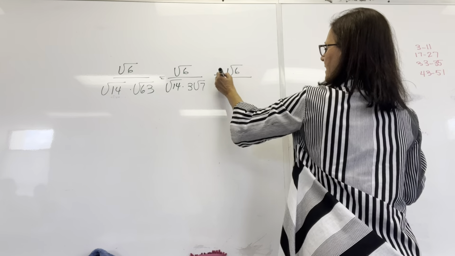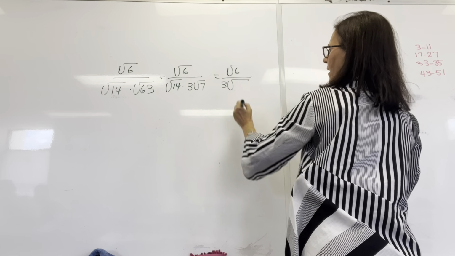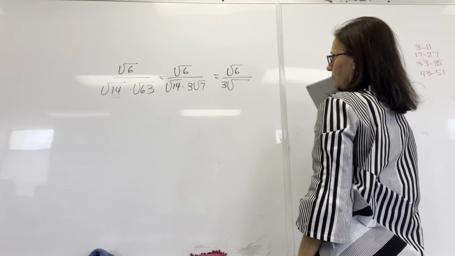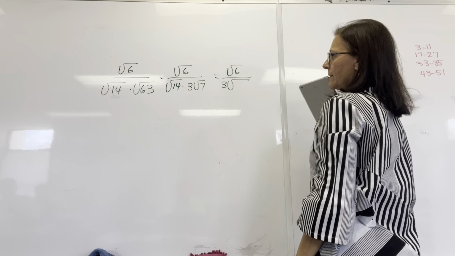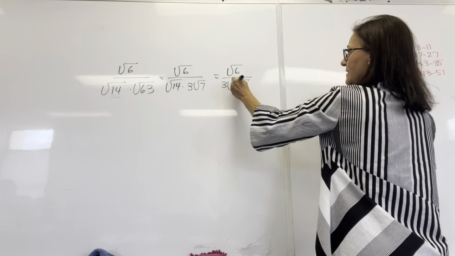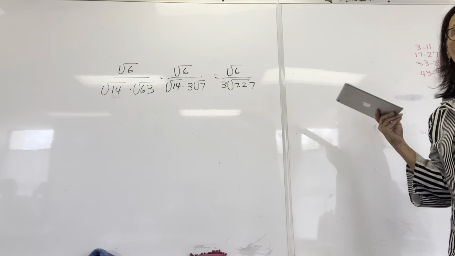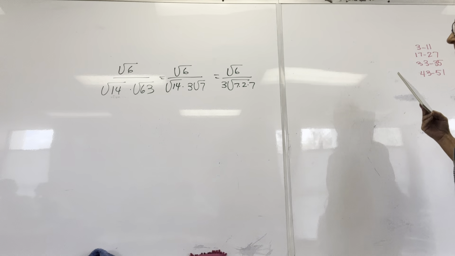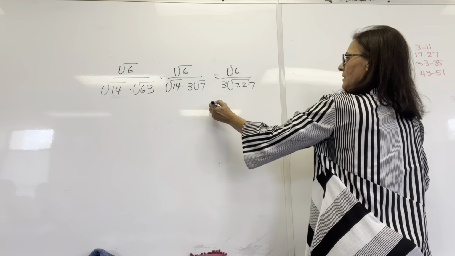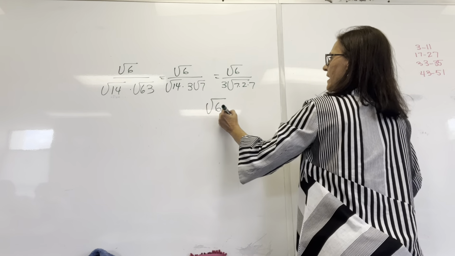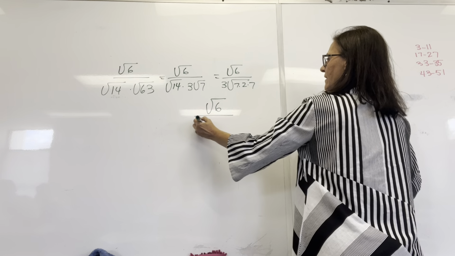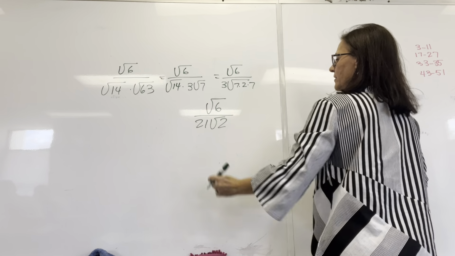So it's the square root of 6 over 3 square root of, what's 7 times 14? Oh, wait. I'm going to write this as 7 times 2 times 7. Did you see? I saw that 7 could be pulled out. All right, so that's the square root of 6 over 3 times 7 is 21 square root of 2.